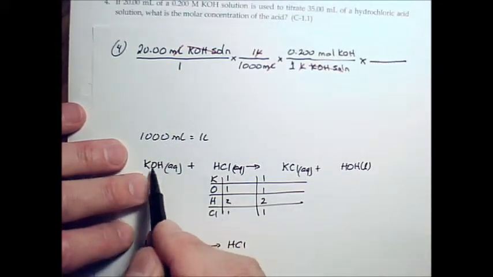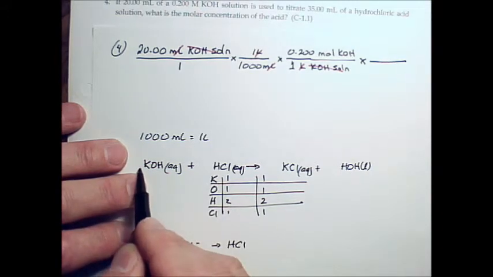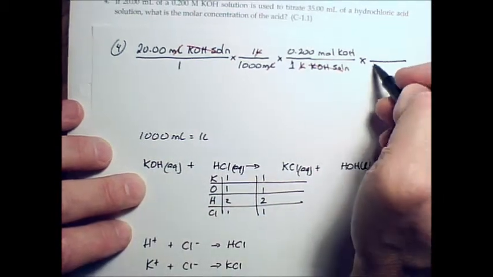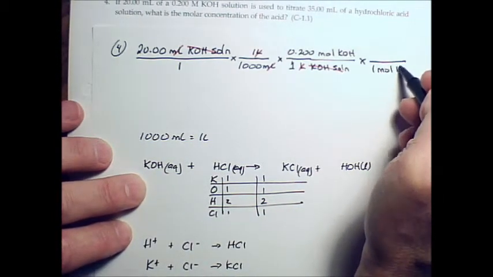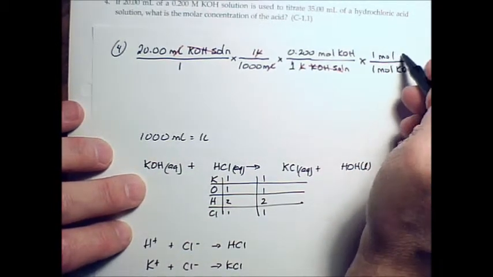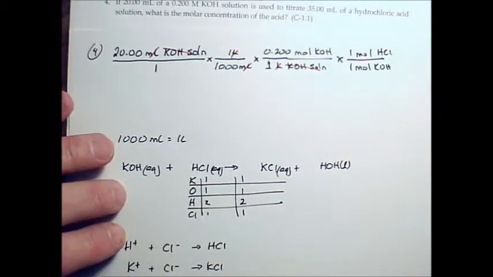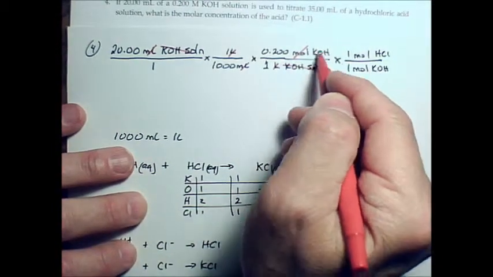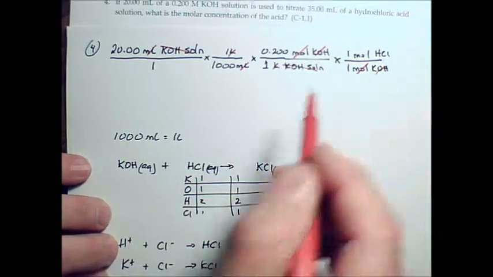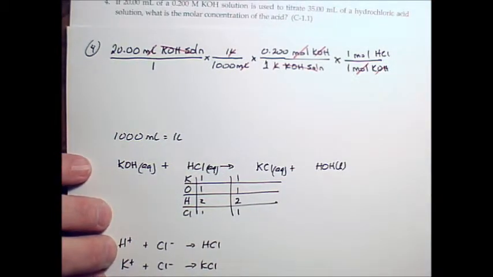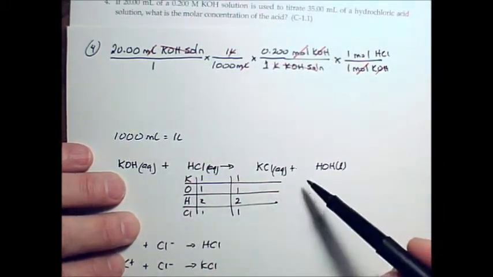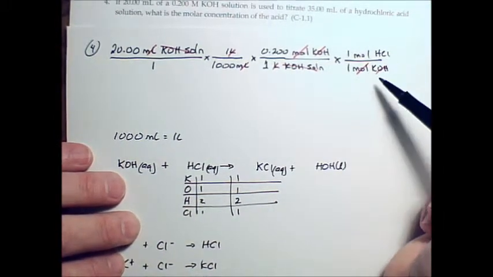Alright, so we need a 1-to-1 ratio. In this balanced equation, there's 1 mole of KOH. That goes in the bottom. We need 1 mole of HCl on the top. You go by how many are in the equation. Exactly. That's why we need an equation. Anytime you have to go from one species to another, you have to have a balanced equation. From the balanced equation, you build a molar ratio.